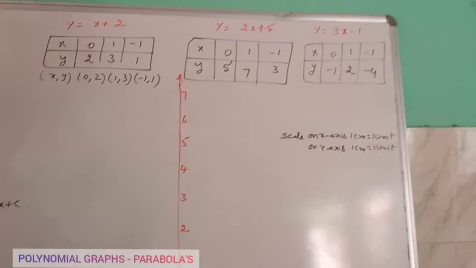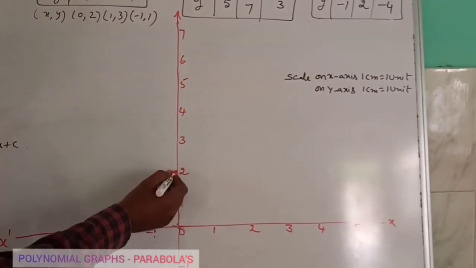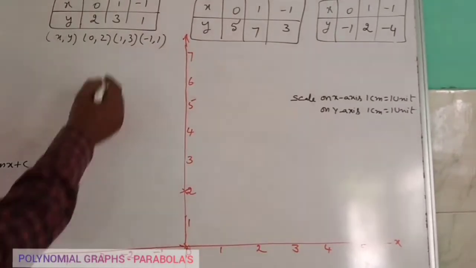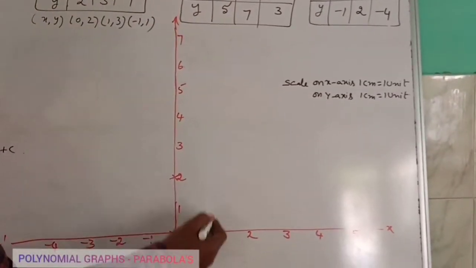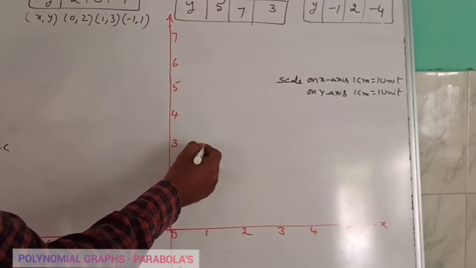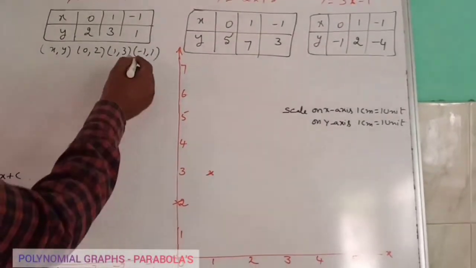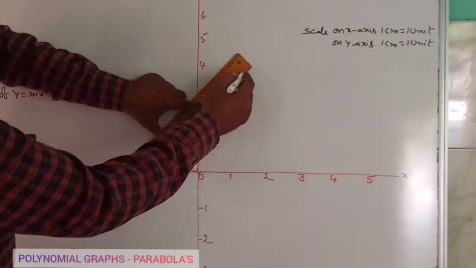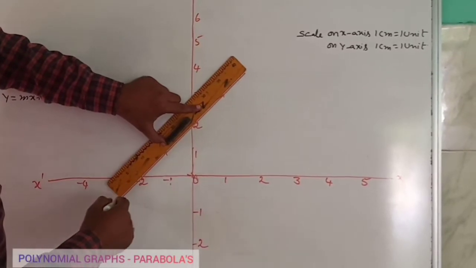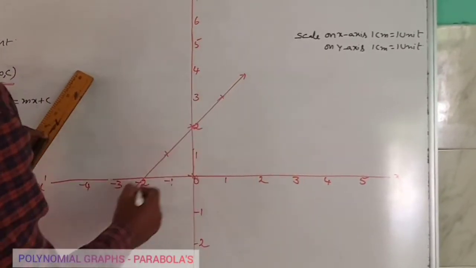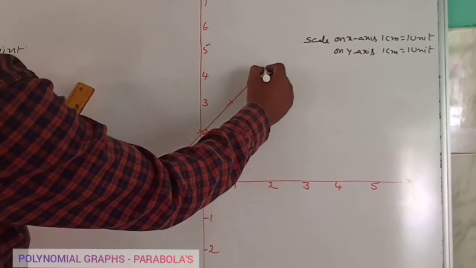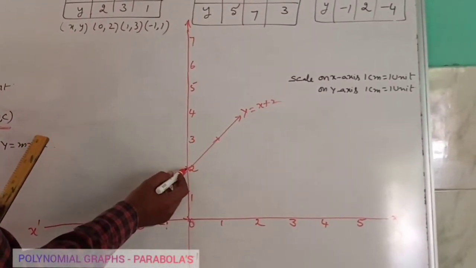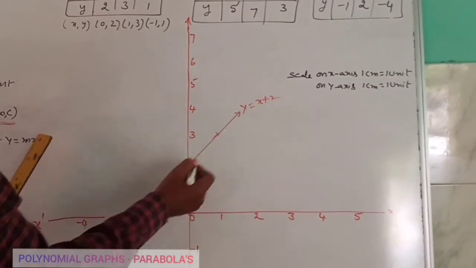Here 0 comma 2 is on the y-axis. Then 1 comma 3, and minus 1 comma 1. Join these 3 points with the scale and draw the straight line. This is the graph of y equal x plus 2, where the line meets the y-axis at 0 comma 2.